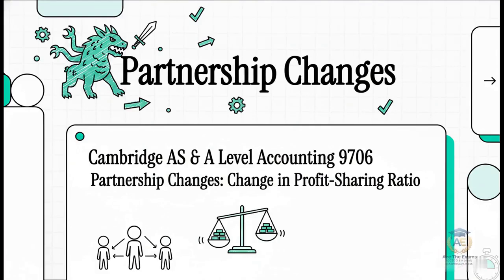I am your Master Coach, and today we are diving deep into this elite explainer. We're tackling what is, without a doubt, one of the most notoriously difficult and heavily weighted topics within the Cambridge AS and A-Level Accounting 9706 syllabus. We're talking about partnership changes, and specifically, the absolute minefield that is the change in profit-sharing ratio.